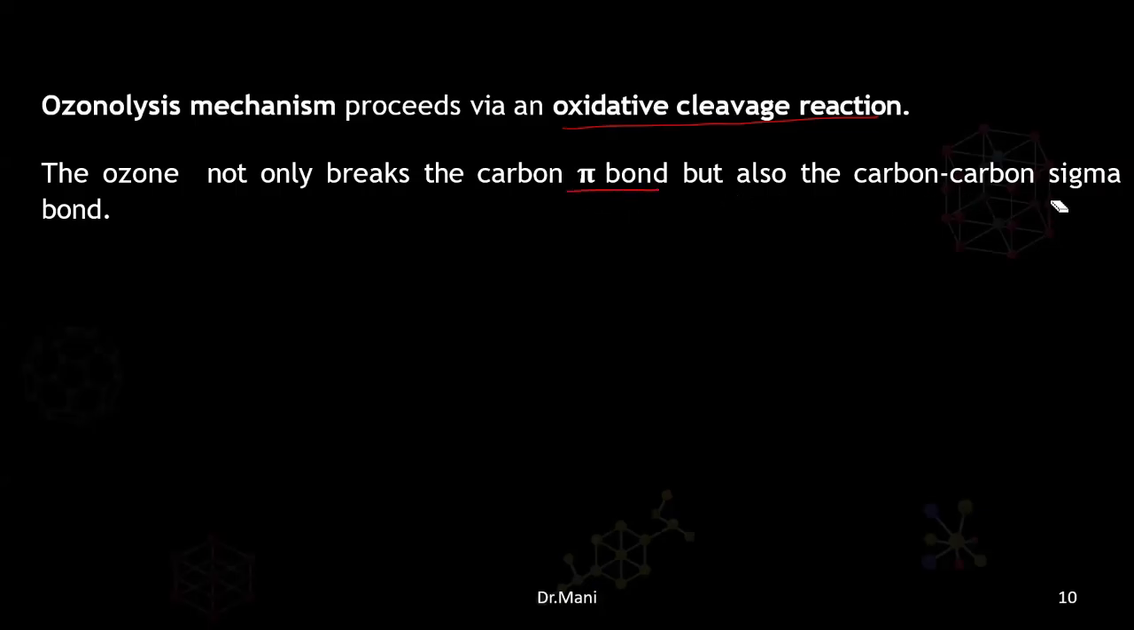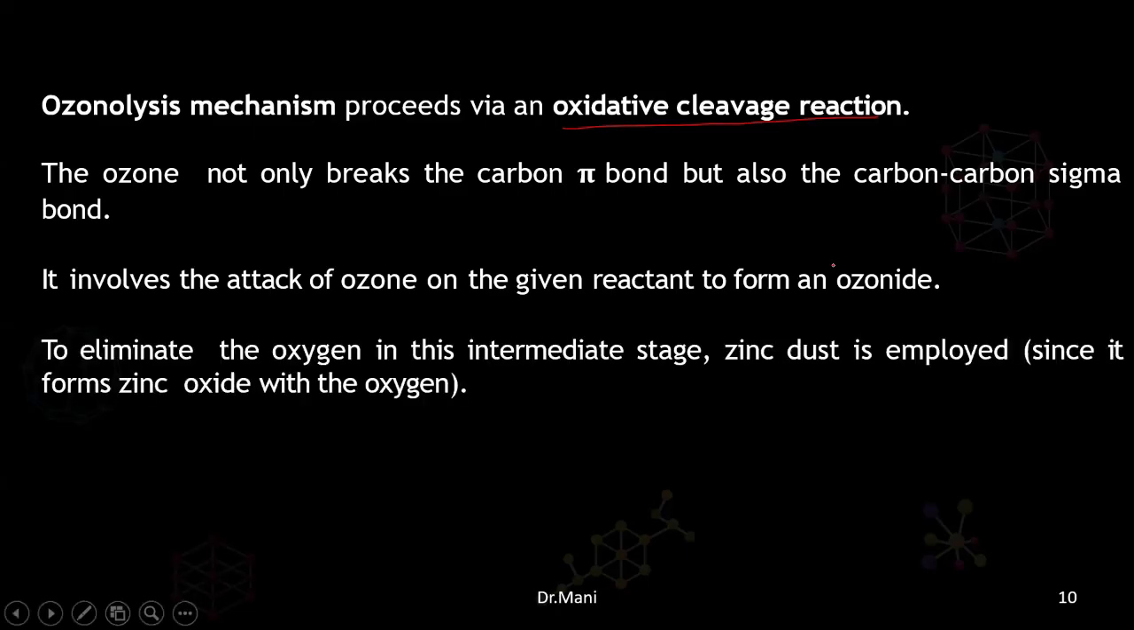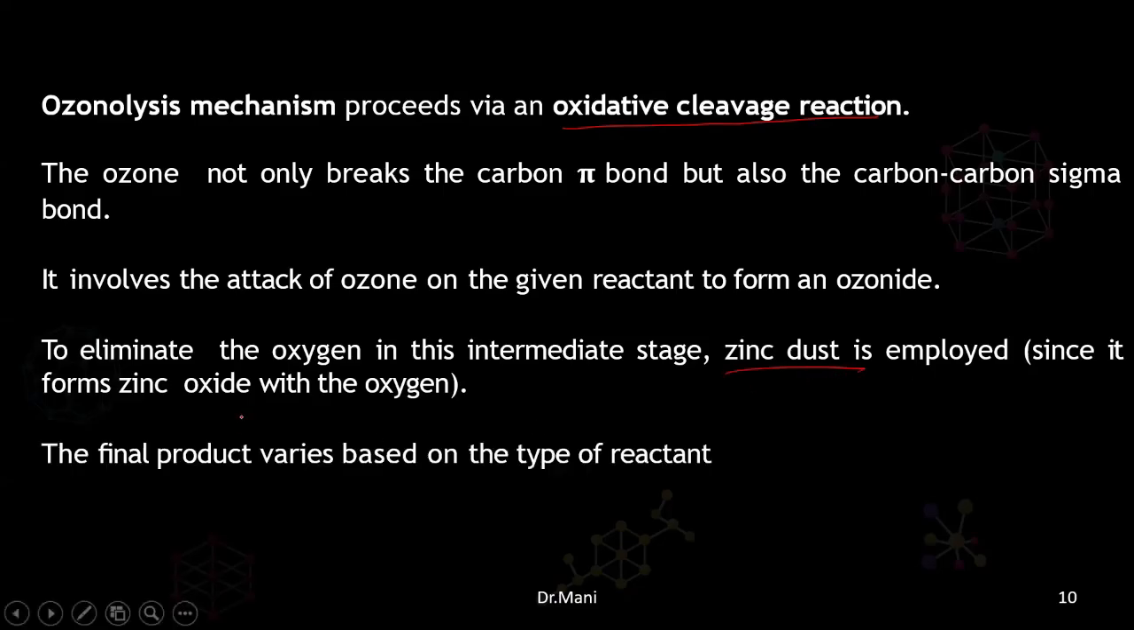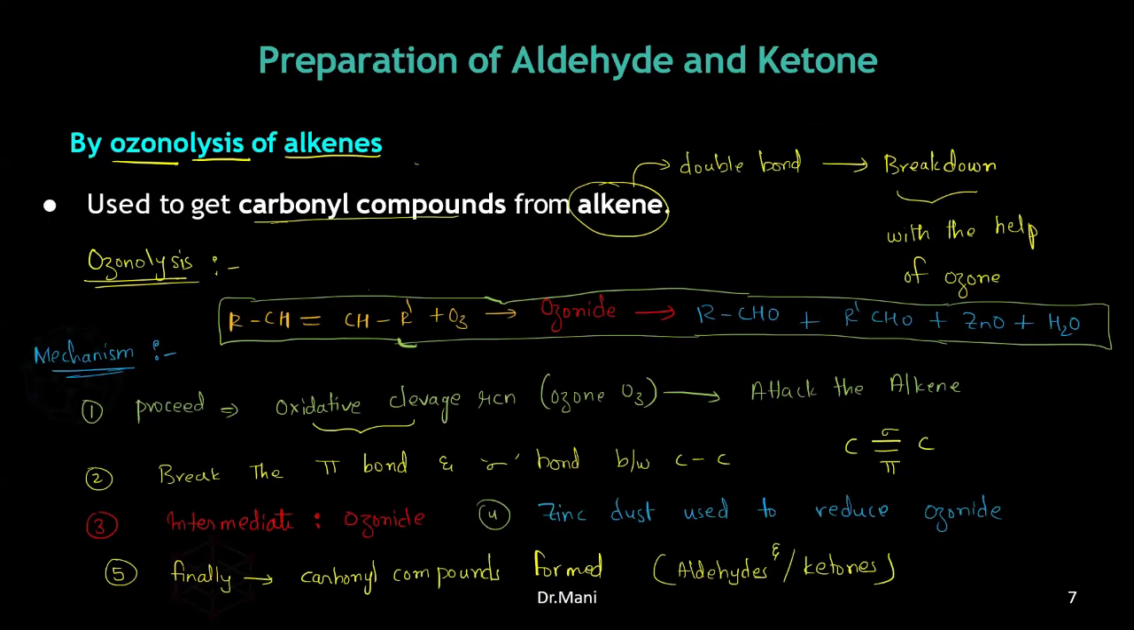Okay. So that's how it will try to make the ozonide structure. Next one. It involves the attack of ozone on the given reactant to form the ozonide. We saw that's an intermediate. The elimination of the oxygen in this intermediate with the help of the zinc results in formation of the final product, which is nothing but the aldehydes and ketones. You understood? What are the 5 points that are given here? Yes, sir. If you don't understand these points, just know these points. Okay, you might have understood this mechanism now, so just follow this mechanism.